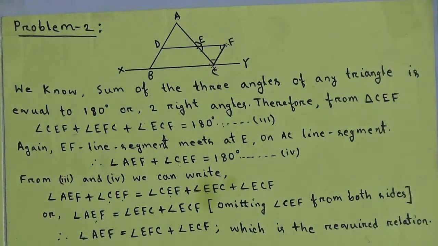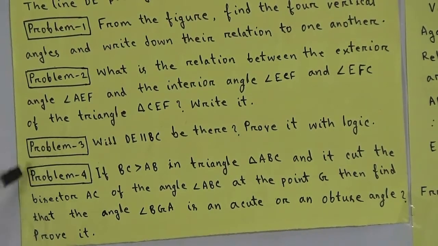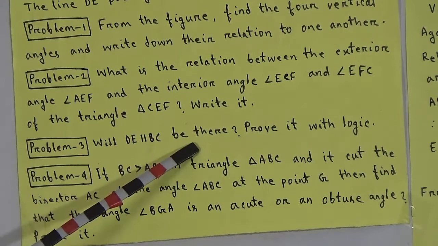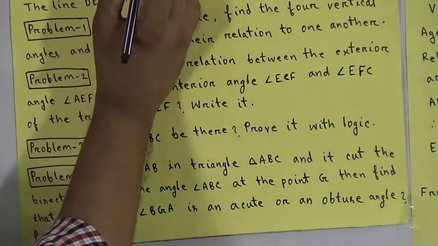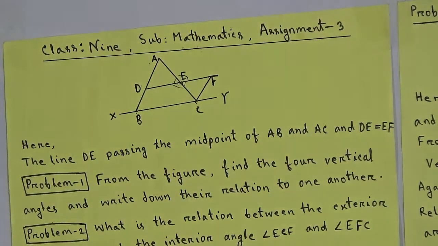Dear students, we have solved problem number 2. I hope you have understood it. Now we will solve question number 3. Here problem number 3 is, will DE be parallel to BC? We have to prove whether these two lines DE and BC are parallel or not.